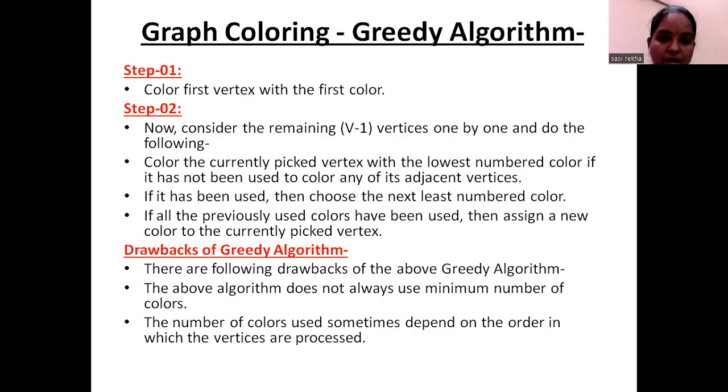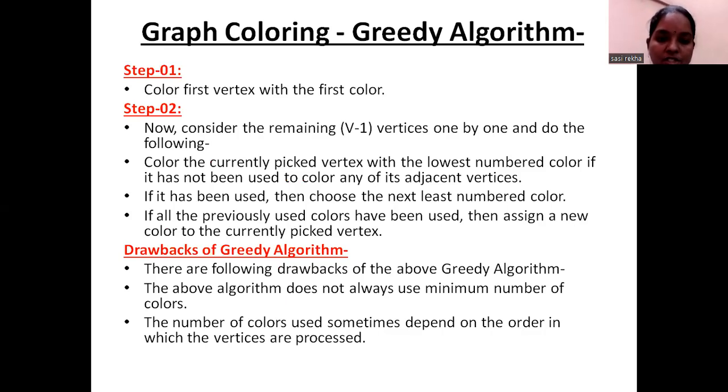If you pick the vertex with the lowest numbered color, check whether it has been used to color any of its adjacent vertices. If it has been used, then choose the next least numbered color. If all the previously used colors have been used, then assign a new color to the currently picked vertex. So these are the steps we have to follow.